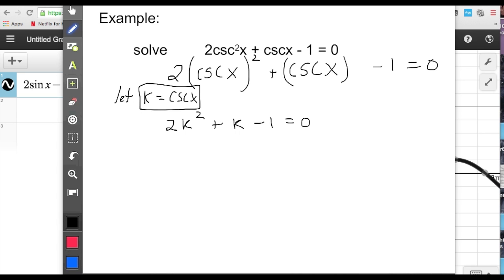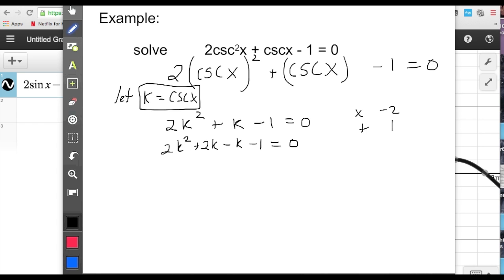Okay, so I'm going to factor this. This has got the 2 in front, this is a decomposition factor, so I'm looking for 2 numbers that multiply to -2, and they add to 1. Anybody know those numbers? Multiply to -2, add to 1. How about plus 2 and minus 1? So I replace the middle term with the 2k, subtract the k. So I'm factoring by decomposition here.